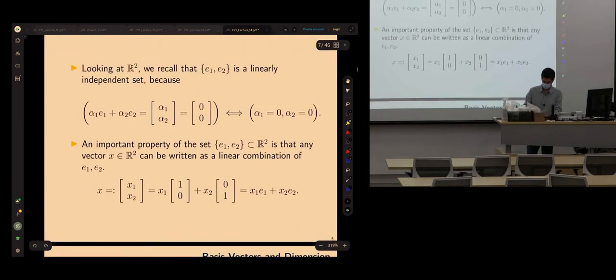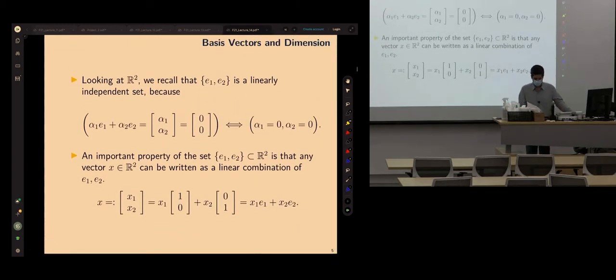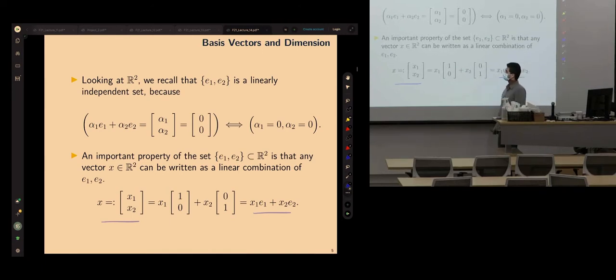And the important property is that if you think about any vector in R2, such as x, in fact, you can write x as a linear combination of E1 and E2. Any vector in R2 can be defined as a linear combination of E1 and E2.